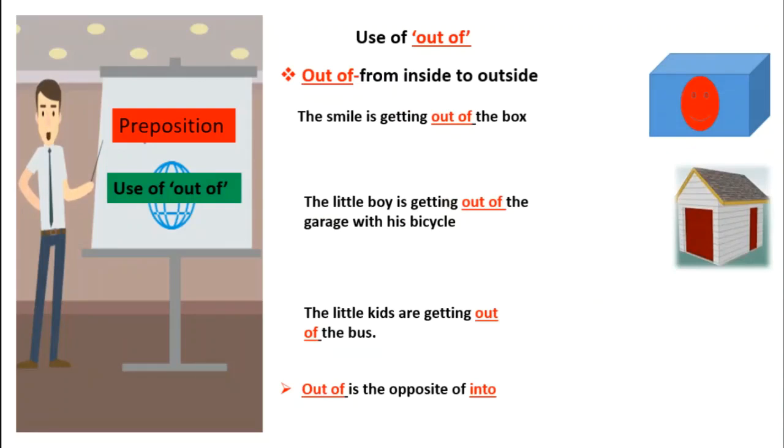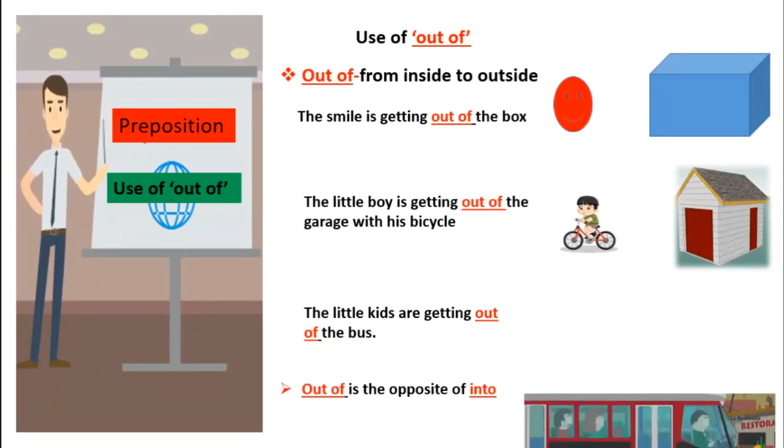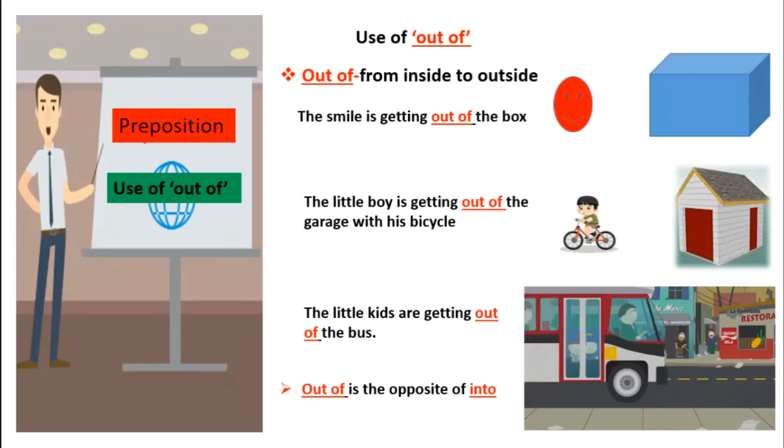Then we are going to focus on the use of out of. Out of is the opposite of into. Out of is used to mean from inside to outside. That means if something gets outside from inside, we use preposition out of. Like the smiley is getting out of the box. The little boy is getting out of the garage with his bicycle. The little kids are getting out of the school bus or the bus.